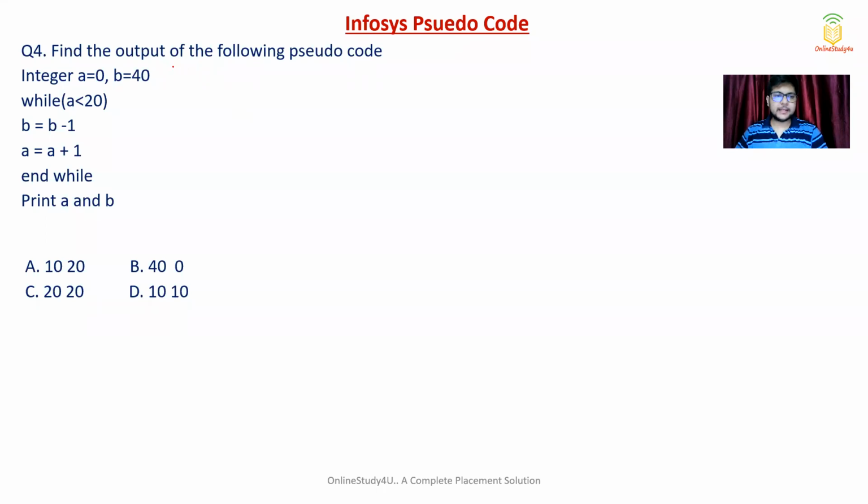I have to find the output of the following pseudocode. My a is 0, and my b is 40 initially. Now I have a while loop which says a less than 20. That means execute this loop while a is less than 20. And until this condition is satisfied, decrement b by 1 and increment a by 1, right?